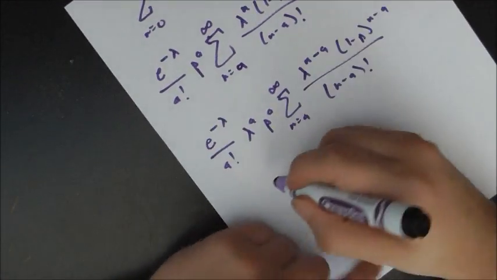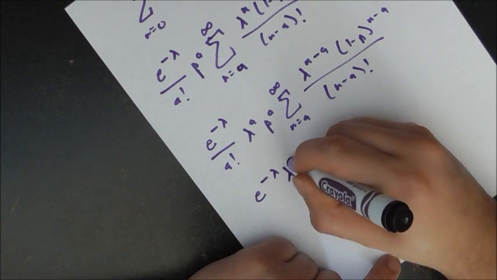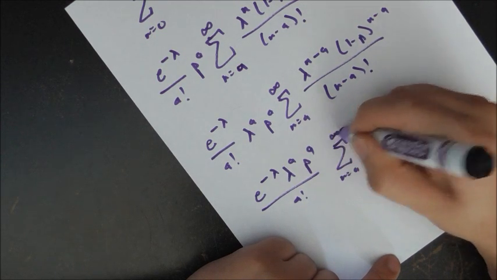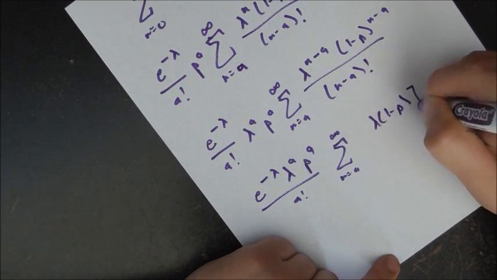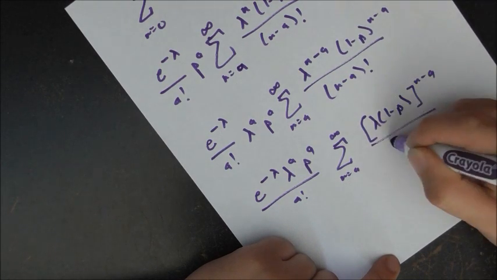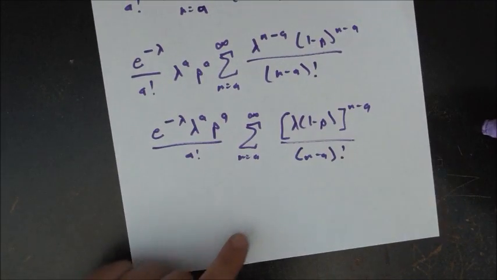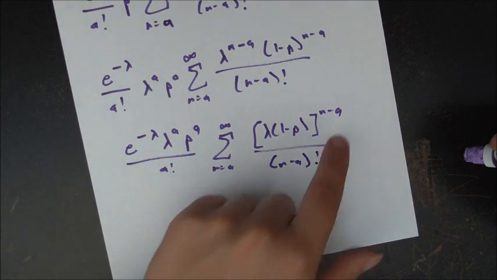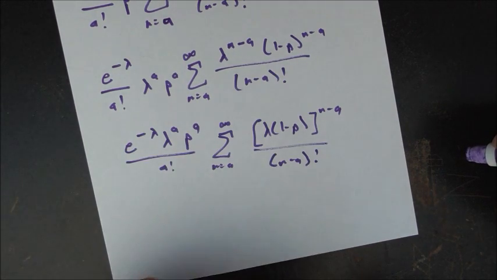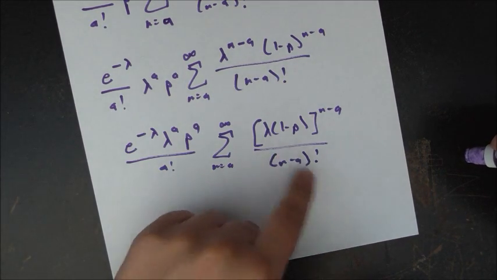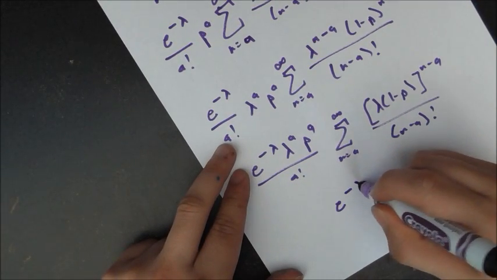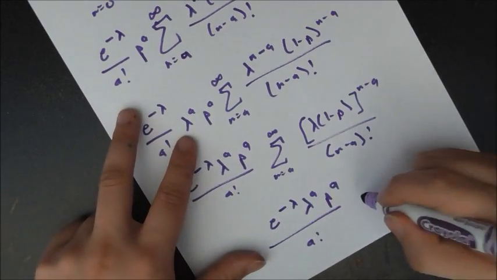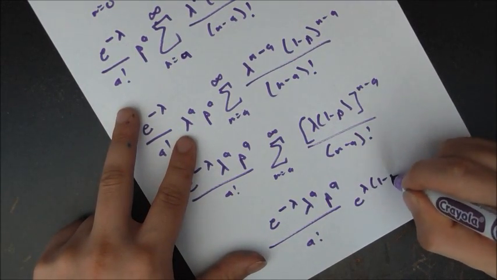Okay, so now all we have to do is combine this. We have e to the minus lambda, lambda to the a, p to the a, over a factorial, times the sum from n equals a to infinity of lambda times 1 minus p, all to the n minus a, over n minus a factorial. This is familiar. Since we're starting at a, this is an offset, because putting a in here we get 0, and putting a here we get 0. So this is really the power series expansion for e to the power of this. So we get e to the minus lambda, lambda to the a, p to the a, over a factorial, times e to the lambda times 1 minus p.